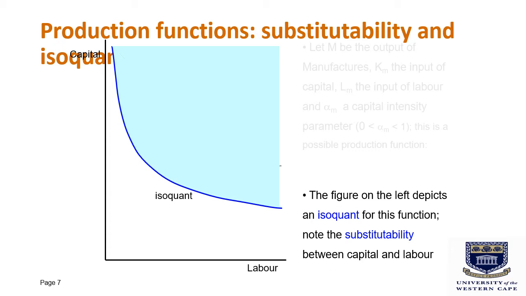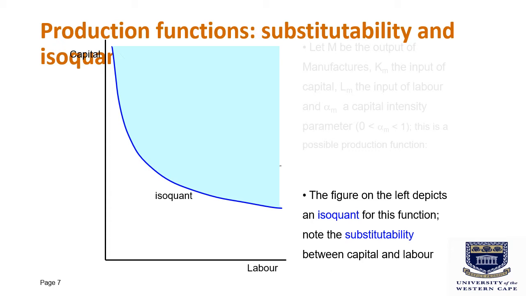Why is it curved and why is it convex? The curving and the convexity of the thing is representing what? The diminishing marginal returns, right? So it's curved and convex because of diminishing marginal returns. But the line itself is showing the various capital and labor that is needed to produce this fixed quantity, or in other words, to depict the isoquant.